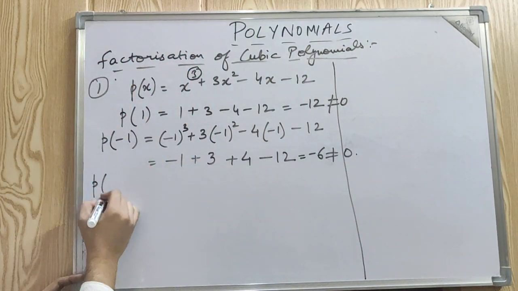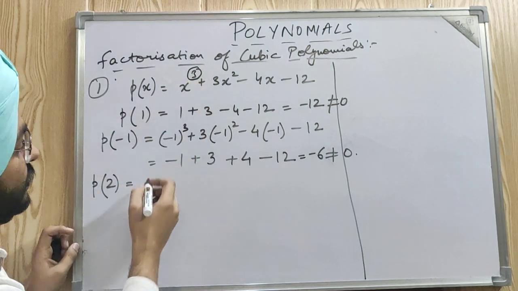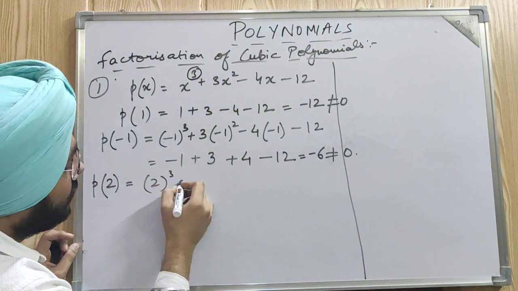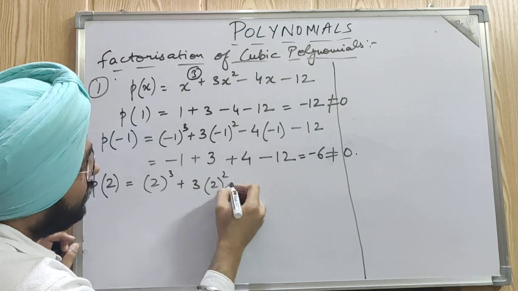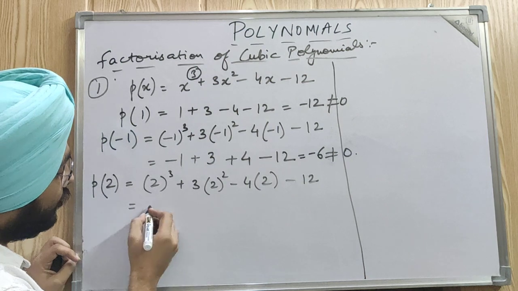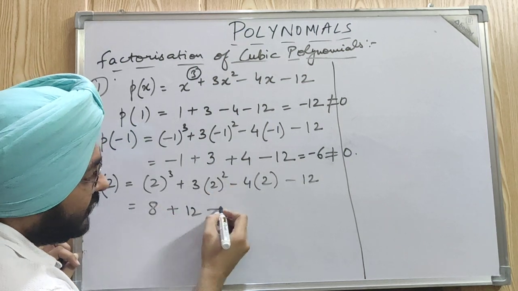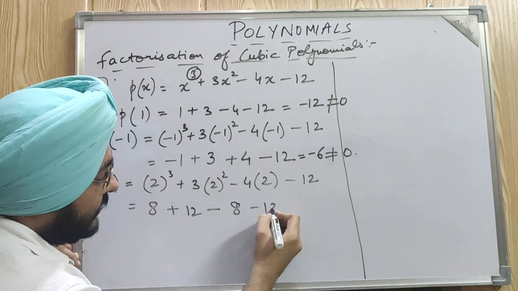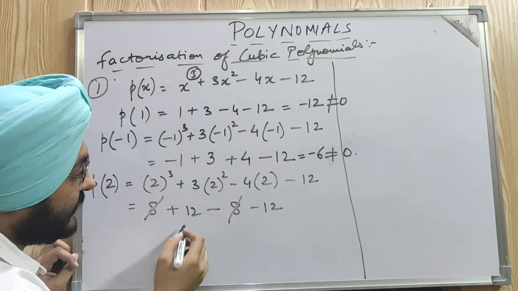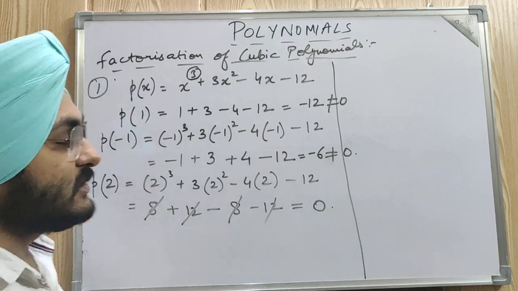Now finding for 2 here. Substituting the value, 2 cube plus 3 into 2 square minus 4 into 2 minus 12. So 2 cube will be 8, 2 square is 4, 4 into 3 will be 12, 4 into 2 will be 8, and minus 12. So plus 8 and minus 8 cancel, plus 12 and minus 12 cancel. So the answer here will be 0.